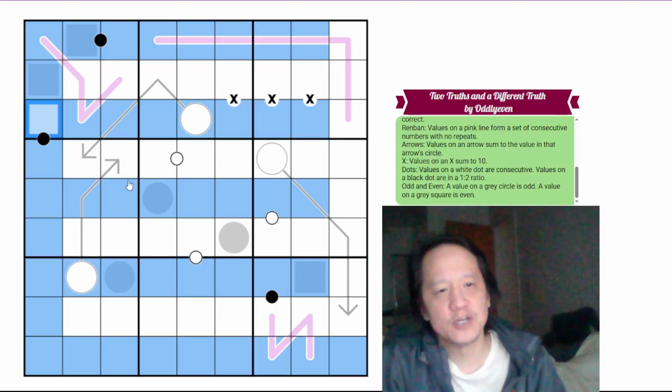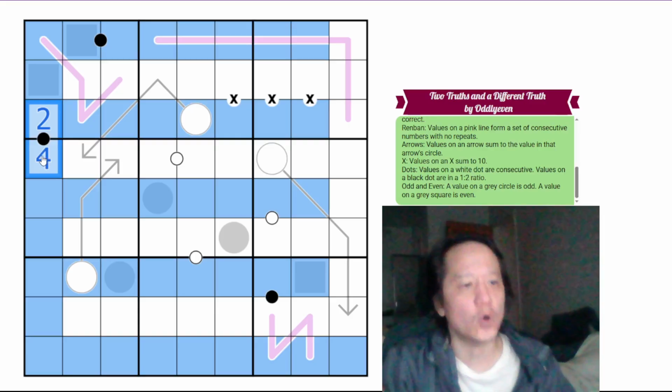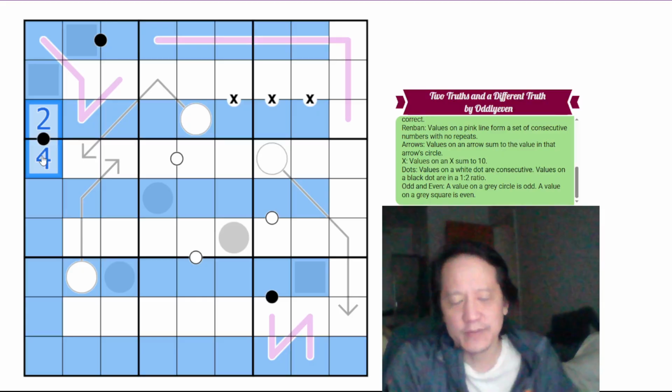So say, for example, this was 2. This would have to be 1 or 4 to maintain the 1-to-2 ratio between them. And that works either... Oh! That tells me something about that. Interesting. Okay, we'll get to that when we start solving.